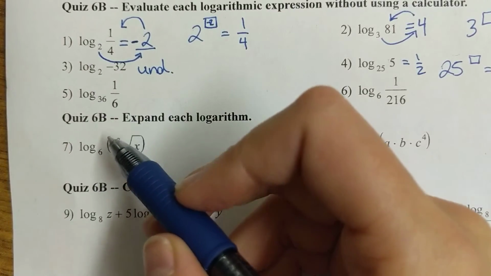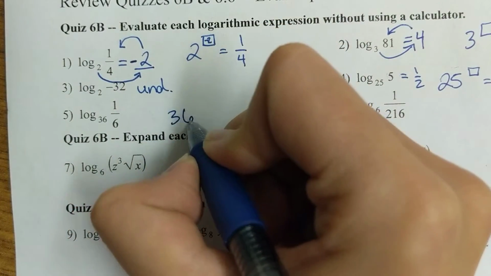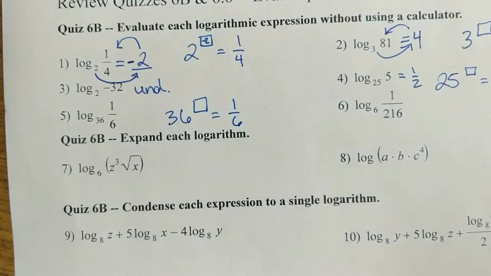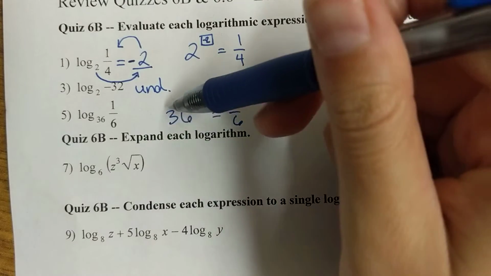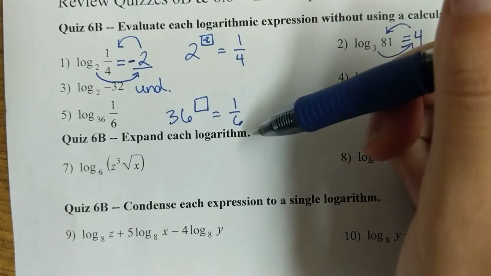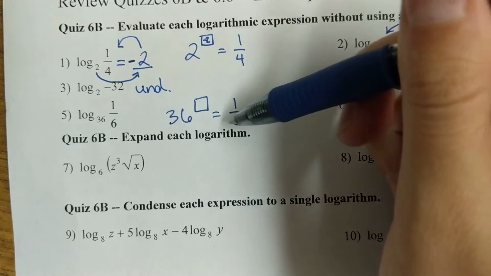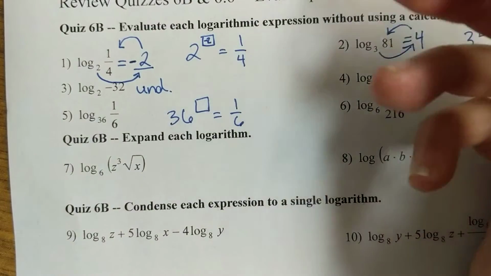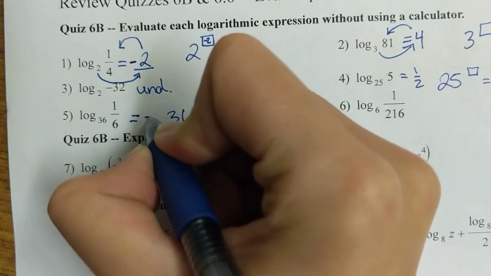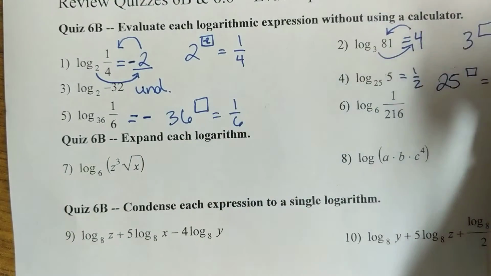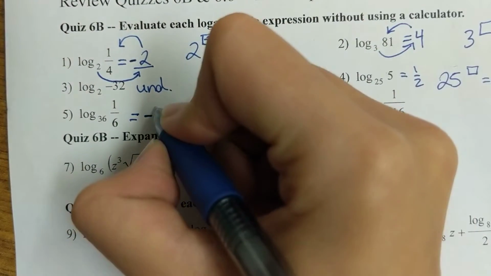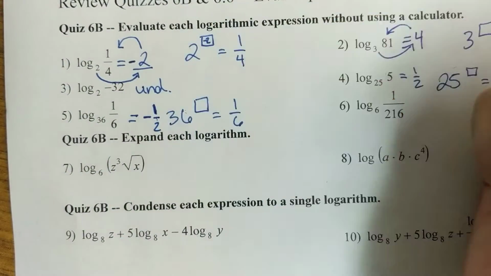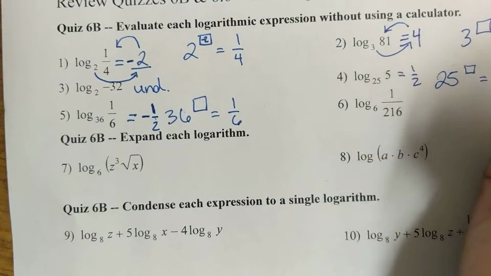Log base 36 of 1 over 6. 36 to the power of something is equal to 1 over 6. Again, non-fraction to fraction, we'll have a negative exponent. And this time we're going from 36 to 6. That's a bigger number to a smaller number, which means we're going to have a fraction. So it's going to be negative, and it's going to be a fraction. Fortunately, it's just the square root, because that's pretty easy. So this should be negative 1/2. 36 to the negative 1/2 is 1 over 6.